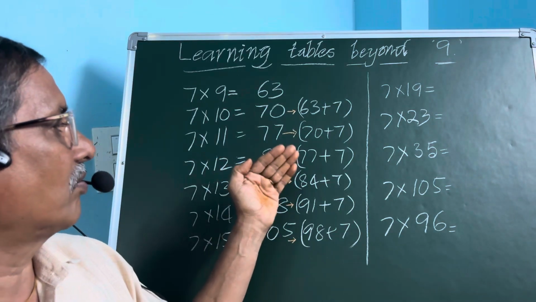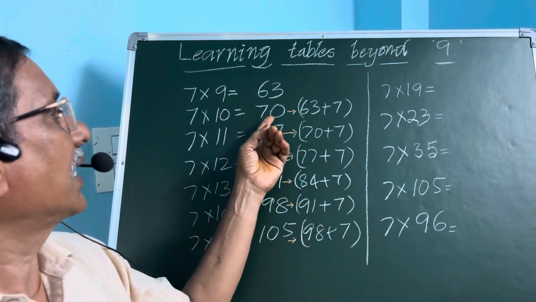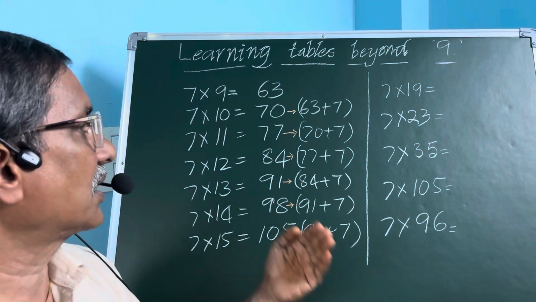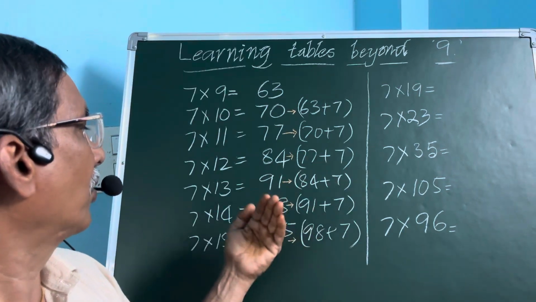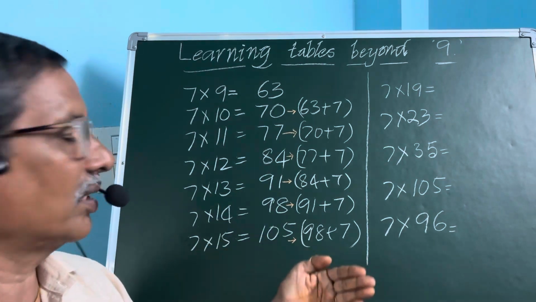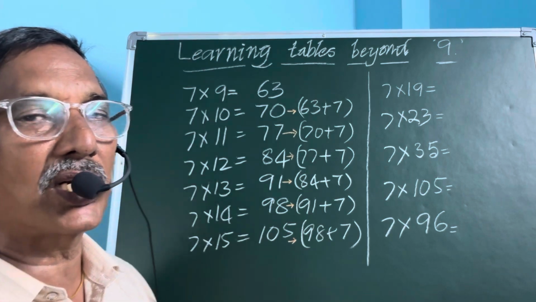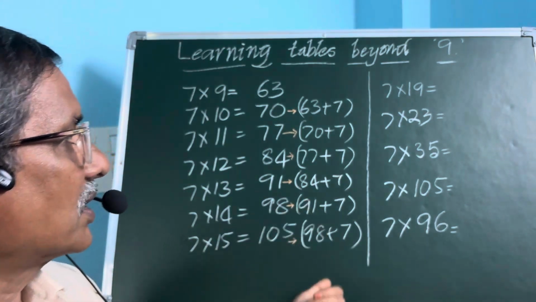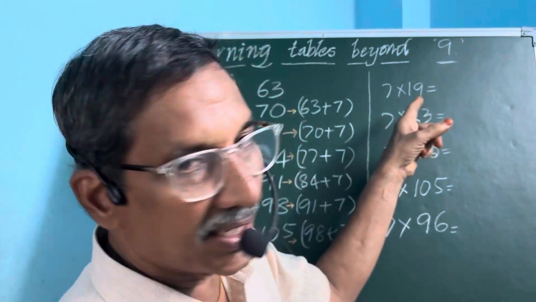12 sevens. 12 sevens means 11 sevens plus 1 7, or 10 sevens plus 2 sevens. 10 sevens 70, 2 sevens are 14. So 84. In the same way, we can learn the tables to any number. See, for example, we learn generally 7 19s.